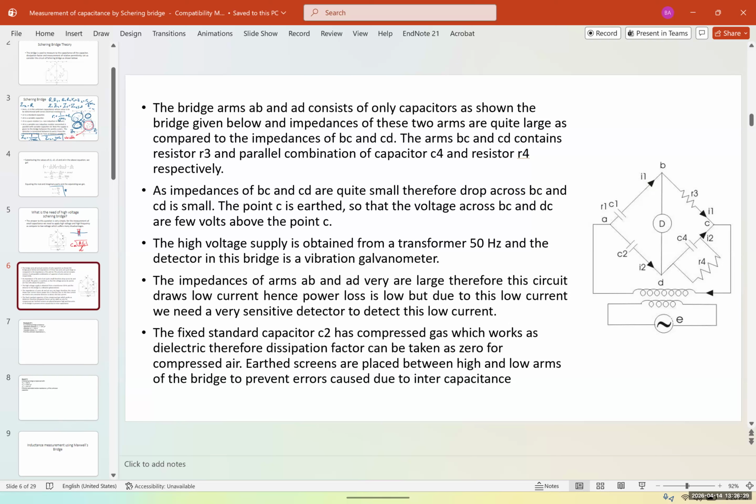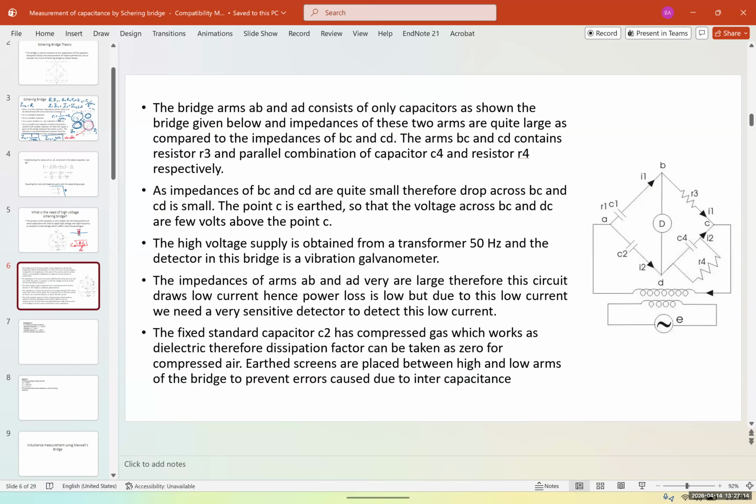The impedance arms AB and AD are very large. Therefore, this circuit draws low current, hence power loss is low. But due to this low current, we need a very sensitive detector to detect it. Like 5-10 years ago, they used an oscillating galvanometer. Now they use these very accurate digital multimeters to do that. And since R3 and C4, R4 are relatively small, the voltage between BC and DC are also relatively small. So you're going to have a small voltage on the second half at point C.